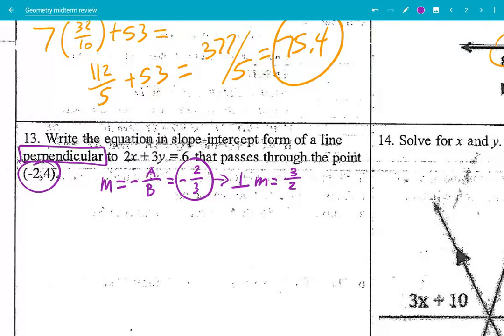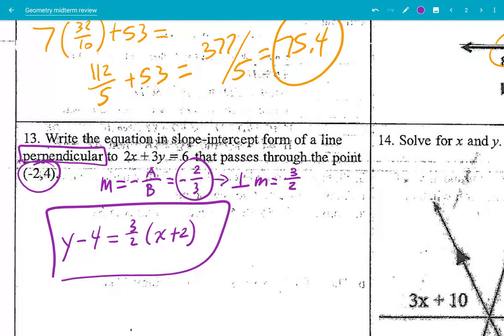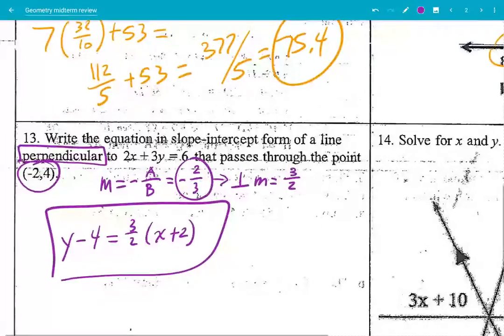And then we've got the slope and a point, so we can put it in point slope form, which means that y minus 4 equals 3 halves times the quantity x plus 2. Change that sign there. Alrighty, that is the perpendicular line to the equation.